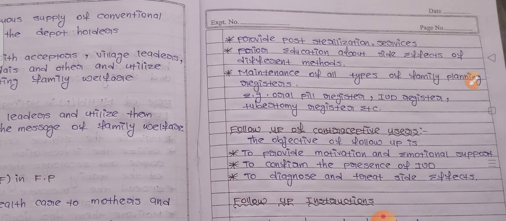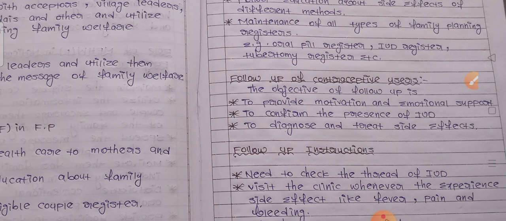Next, prior education about the side effects of different methods also. You have to tell them there is no need to worry. A little bit of side effects will be there, so no need to worry. Again, if you still have any problem, you can come and consult, so we can provide treatment on the spot. That assurance you have to give to the family members. Maintenance of all types of family planning registers: oral pill register, IUD register, tubectomy register, and etc.